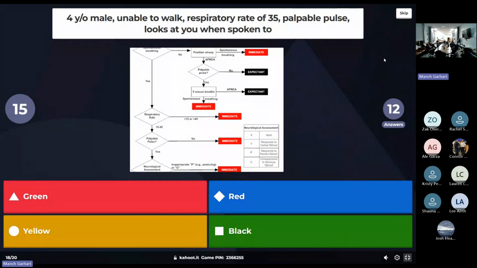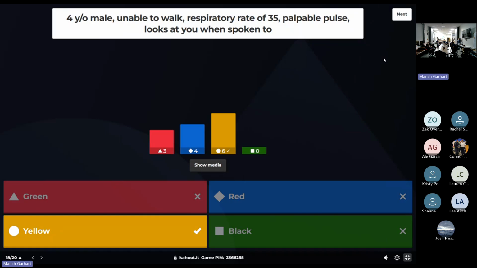Right, check it out. No, I think something actually cut out. I apologize for that. I was just thinking about that flow sheet. There's a nice little yellow box at the very bottom of those triangles that go all the way down. So again, this patient was unable to walk, so we're not green, but we're within the normal respiratory rate, palpable pulses, and spoken to. So neurological is intact. So the yellow.